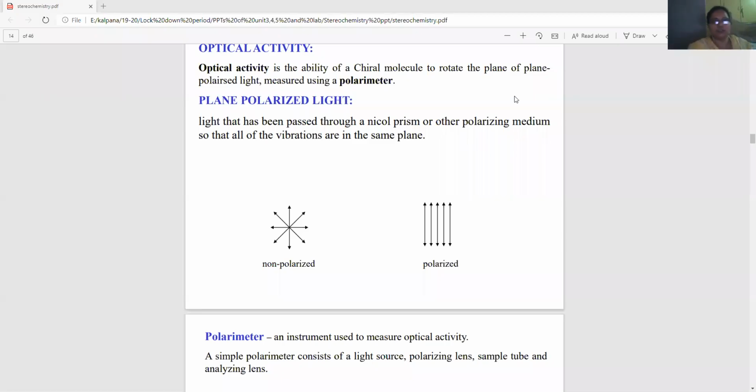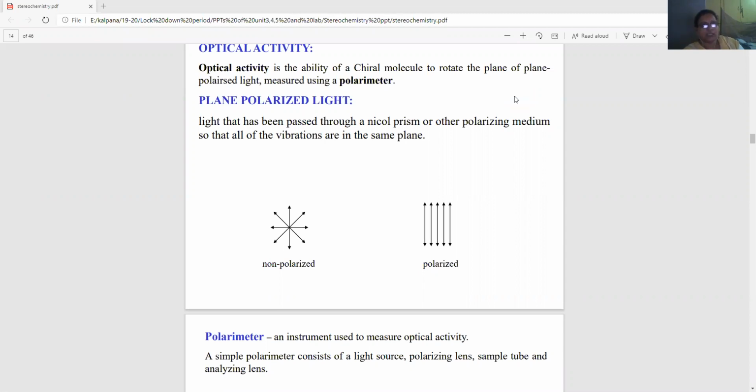Greetings to everyone. Last class we discussed the introduction to stereochemistry and its classification, and now we are going to its optical activity.